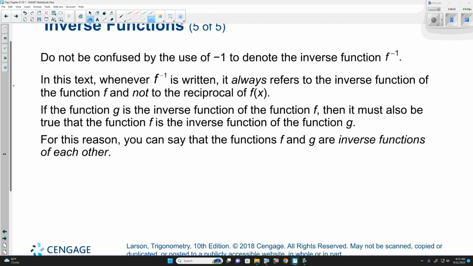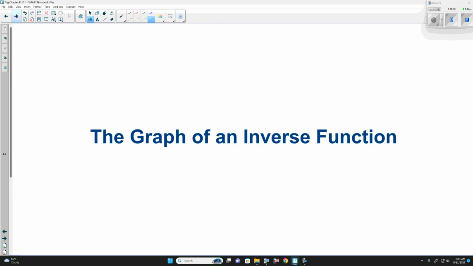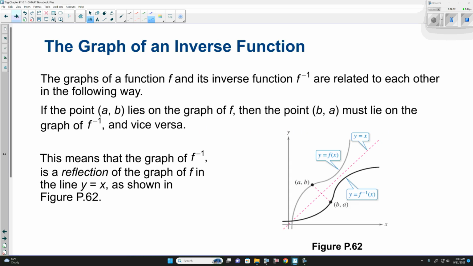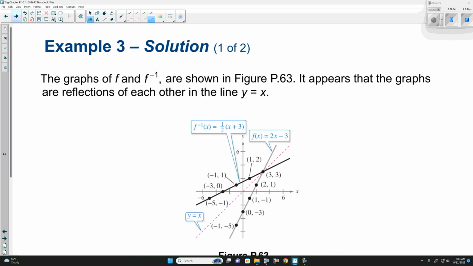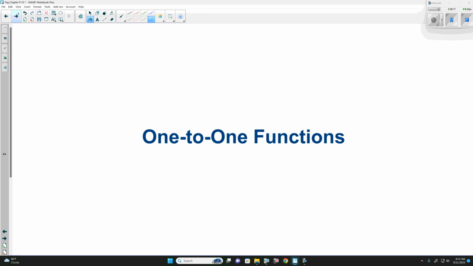Do not be confused by the -1. It's just saying it's an inverse. That's all the -1, f to the -1. We've talked about graphs of this here. It's reflected across that line.